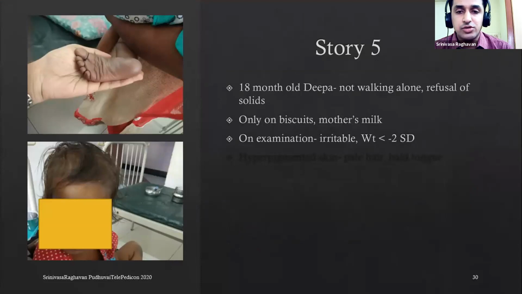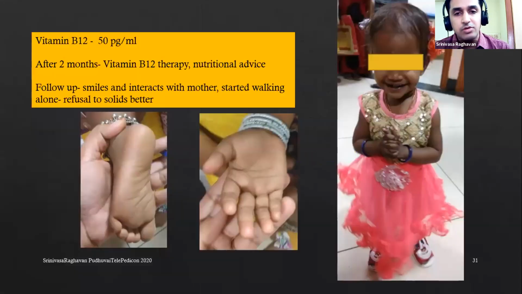Clinical examination shows a hyperpigmented skin, a pale hair, and she also had a bald tongue. What does it tell you? There is a suspicion of vitamin B12 deficiency. So rightly so, this child was investigated further. The vitamin B12 levels were very low. It was only 50 picograms per ml.